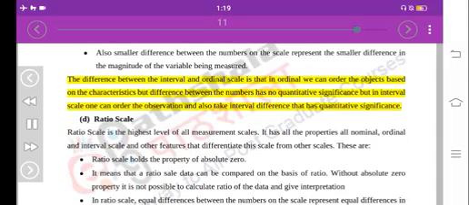The difference between the interval and ordinal scale is that in ordinal we can order the objects based on the characteristics, but the difference between the numbers has no quantitative significance. In interval scale one can order the observations and also take interval differences that have quantitative significance.